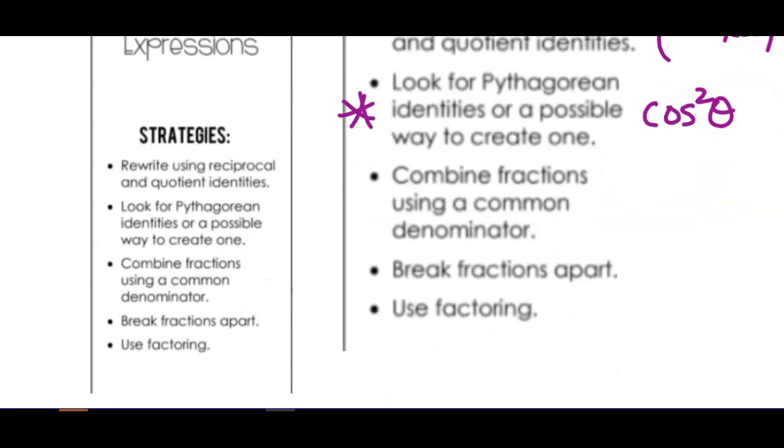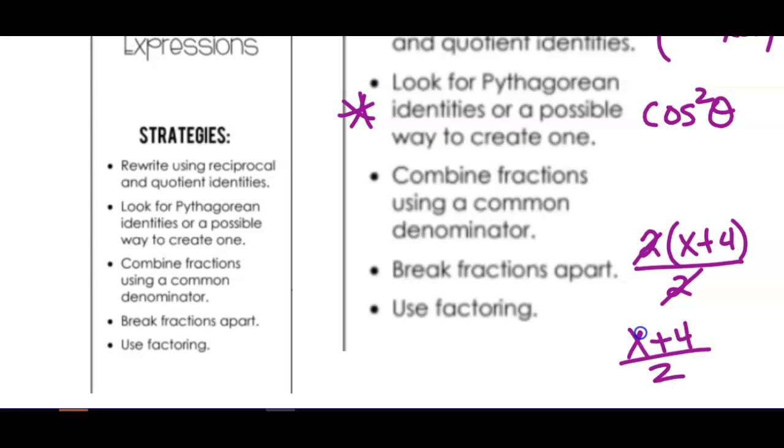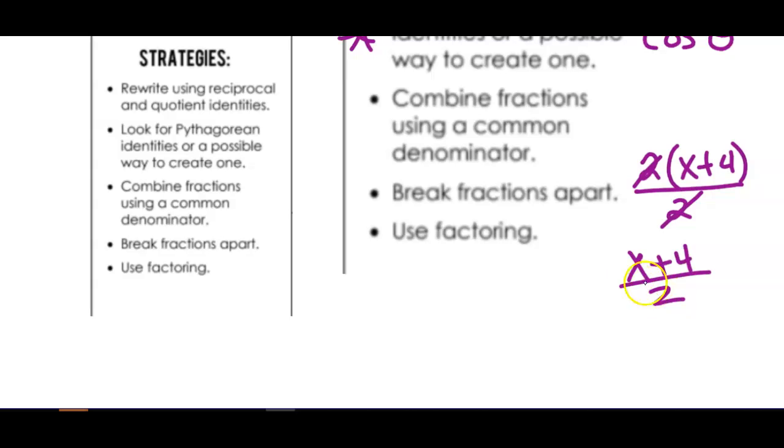Important right there. Break fractions apart. Now there's two ways that can happen. If you have something like 2 over x plus 4 divided by 2, you can divide this out and cancel it. Or if you have x plus 4 over 2, you can split it up, because this is a common denominator. We can just say it was really this before we added it together, and then we could reduce, okay?